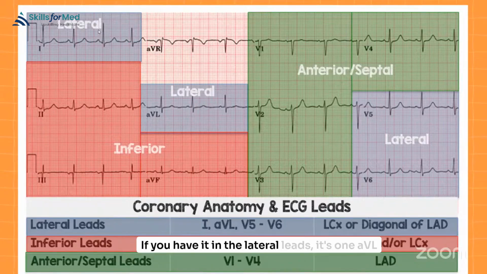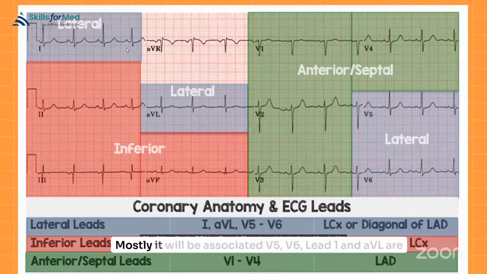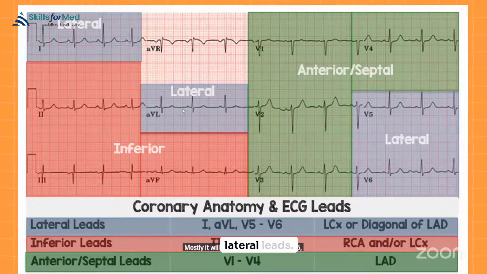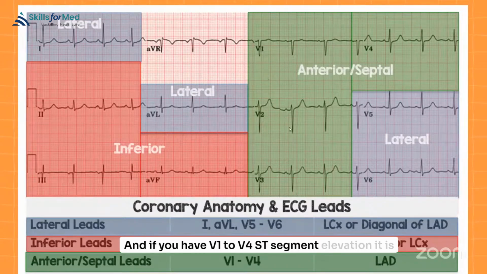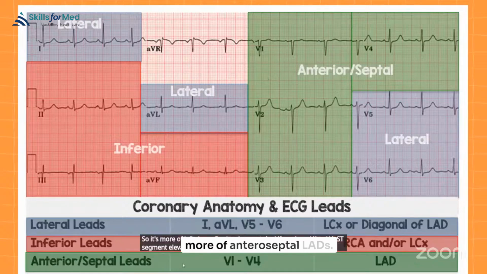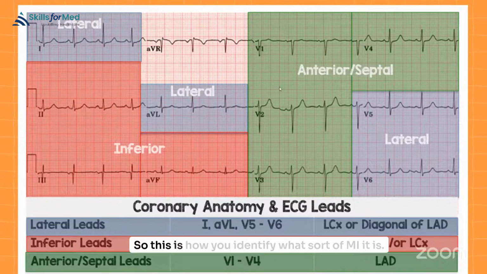If you have it in the lateral leads, it's 1 and AVL alone. Mostly it will be associated with V5, V6; 1 and AVL are lateral leads. So it's more of left circumflex involvement. And if you have V1 to V4 ST segment elevation, it is more of an anteroseptal MI, the LAD. So this is how you identify what sort of MI it is.